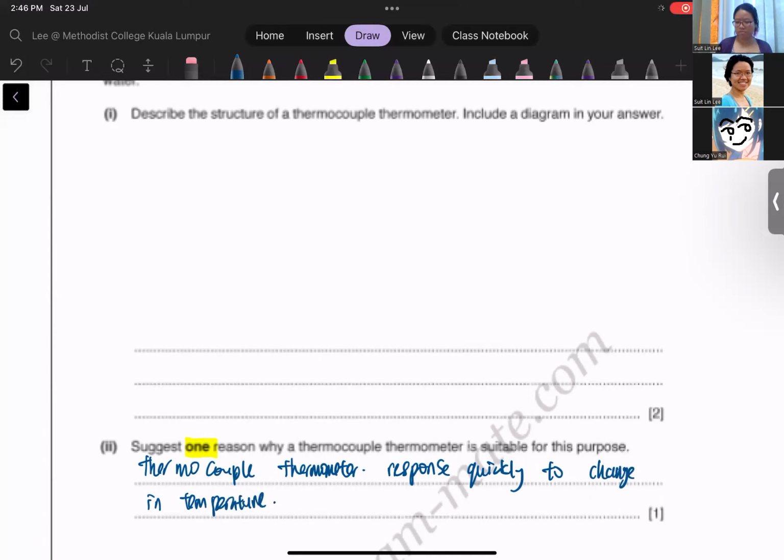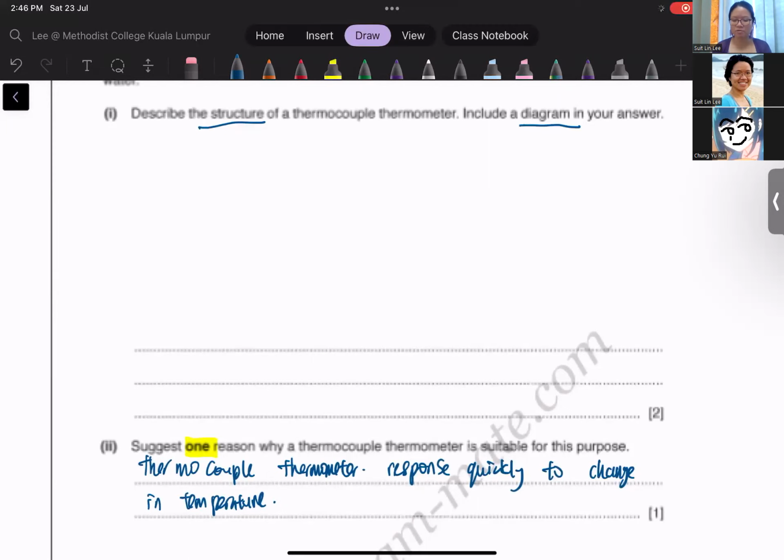Right, so that you can turn off the power supply before the person gets real injury. Okay, so how do you draw a diagram or describe the structure? So maybe I describe the structure first, okay? So then only maybe I draw.